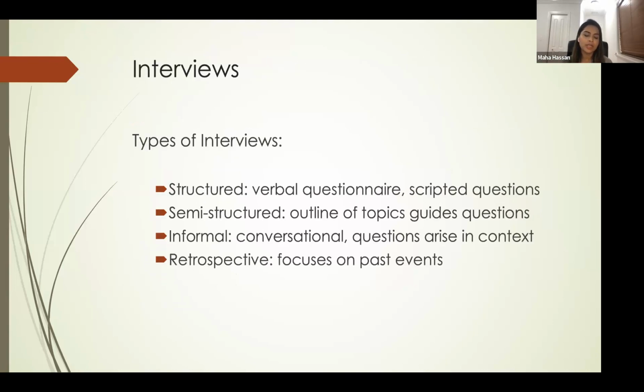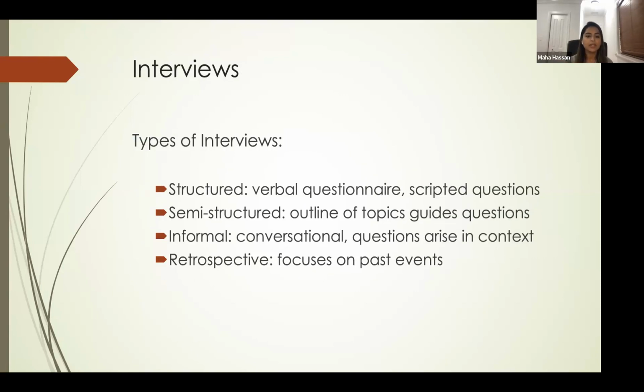The next is interviews. Again, as I mentioned before, there are different types of interviews. There's structured, which is a verbal questionnaire. There are scripted questions and you strictly go by them. There are semi-structured interviews where you have an outline of topic guides and questions, and there's a bit of wiggle room. Then there's informal, which is conversational, and questions arise in context. As you're talking to the other person, they say something, and then you think of another question and ask them. And then there's the retrospective, which focuses on past events.